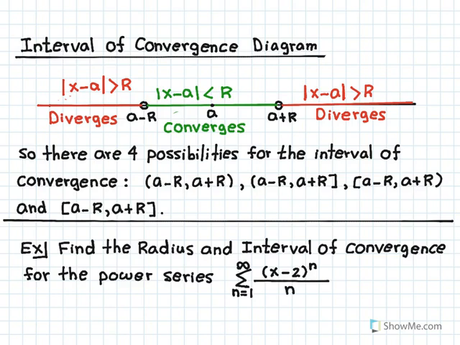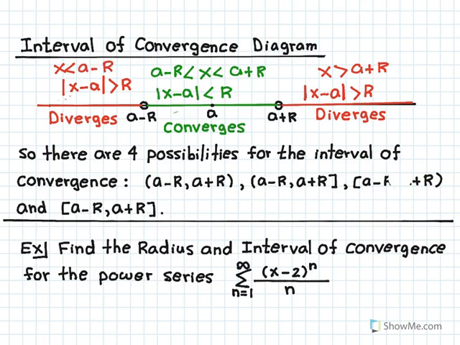So we know that the power series converges when the absolute value of x minus a is less than r. If we solve this, this means x is less than a plus r and larger than a minus r. We also know that this power series diverges when the absolute value of x minus a is larger than r. That means x is larger than a plus r, the right endpoint, or x is less than the left endpoint, x less than a minus r.